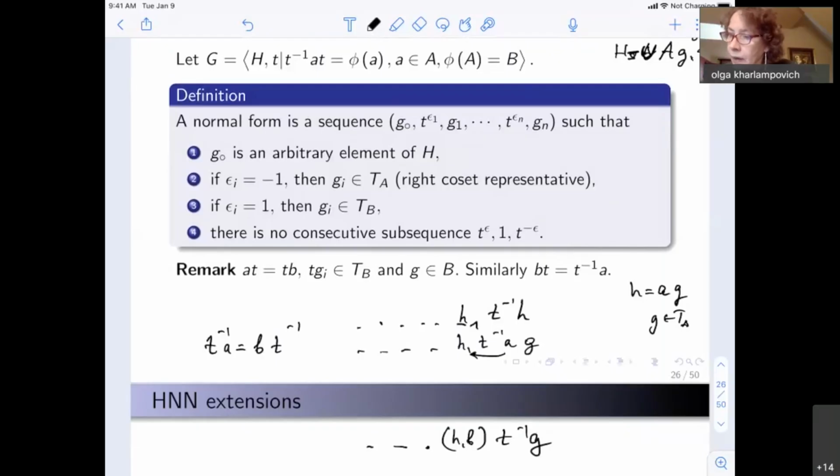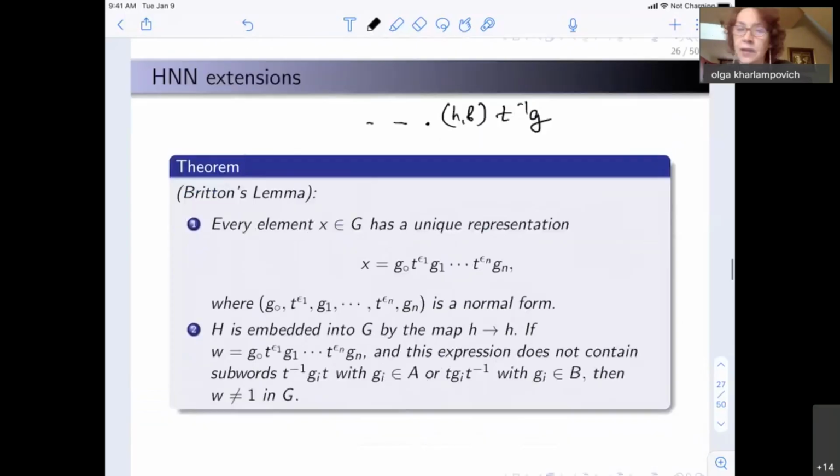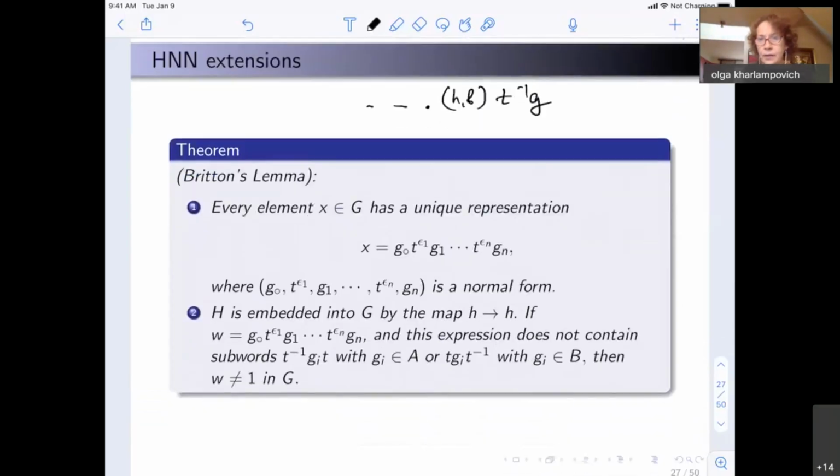Okay, so that's now the uniqueness of normal form. For example, this is Britton's lemma. This is what I was referring to. Every element has a unique representation in the normal form. H is embedded into the HNN extension by the identity map, h sent to h. And if this expression does not contain a subword t^-1 g t where gi is in A, or t g t^-1 where gi is in B, then this word is not equal to 1 in G.